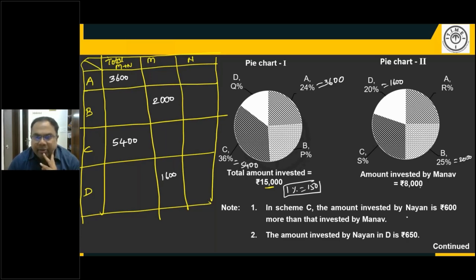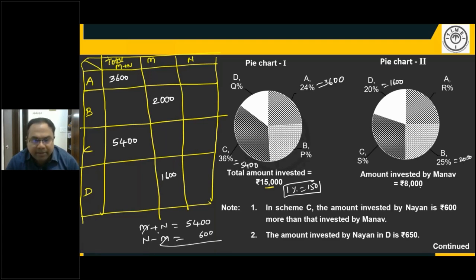Scheme C, amount invested by Nayan is 600 more than that invested by Manav. Now looking at scheme C, Manav plus Nayan together invested 5,400. Nayan minus Manav is the 600 difference. If I add these two, plus M minus M cancel, 2N is equal to 6,000, N is 3,000. If N is 3,000, M is 2,400. So C is S%. I am not calculating that percentage, I am writing this as S.